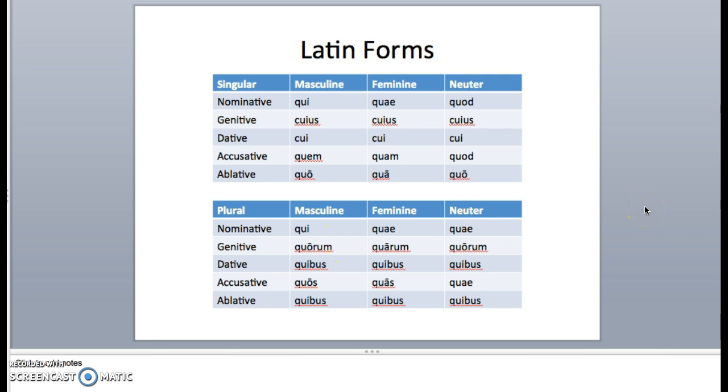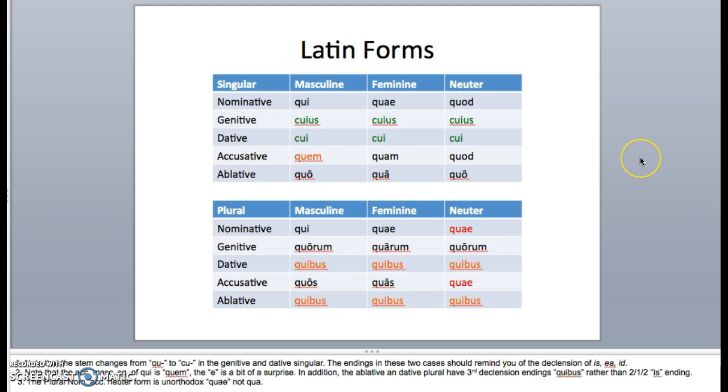Alright, so as normal, when we look at these irregular pronouns, we can be a little shocked. It looks like there's a ton of new forms to learn. But we're going to dive into this, and I'm going to give you some tips on how to remember or recognize these forms, a lot of which we've actually already seen before. So, first off, let's look at the genitive and dative singular. We need to pay attention that the QU stem, which remains for all the other forms, turns into a CU in the genitive and dative singular, going from qui to cuius.